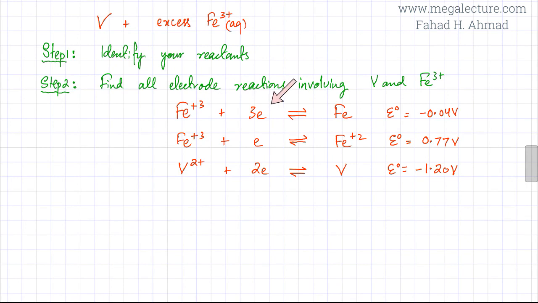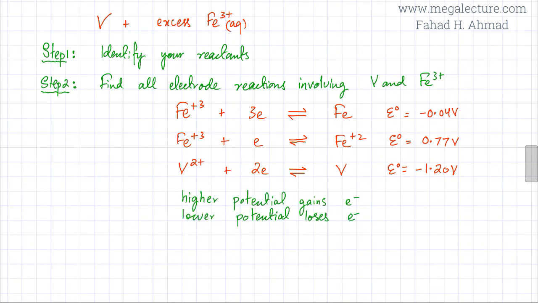So I've copied all the electrodes that had Fe3+ in them. There's Fe3+ gaining 3 electrons, Fe3+ gaining an electron forming Fe2+, and I also copied the electrode that had vanadium in it, vanadium in equilibrium with V2+. So I've copied all the 3 electrodes. These are the electrode potentials. Now the rule is that higher potential is the one that's going to gain electrons, and lower potential is the one that's going to lose electrons.